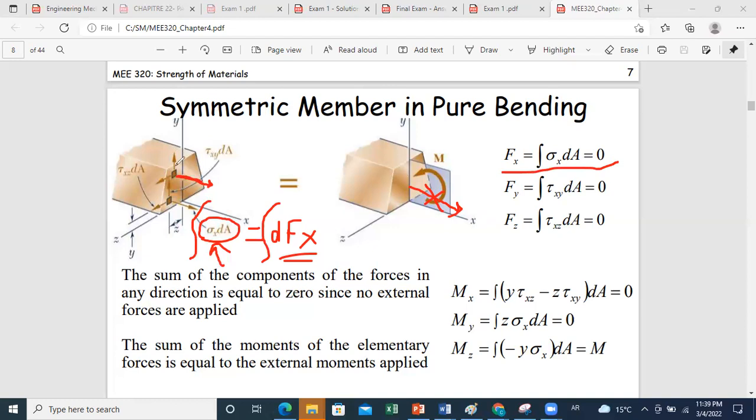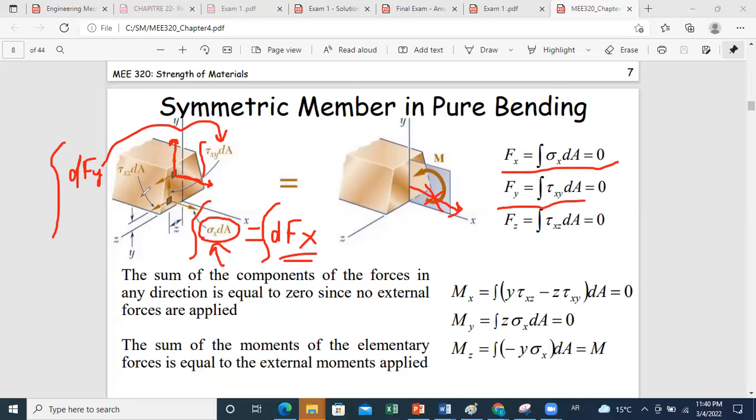Now, from this figure, what are the forces along the y direction? They result from elementary force dFy, which are due to shear stress along y. So dFy will be equal to tau xy dA. And if you want to find the total force Fy within your cross-sectional area, you should integrate this term. So Fy is integral tau xy dA, and because it's pure bending, it's equal to 0 because no shear forces are developed in the cross-section.